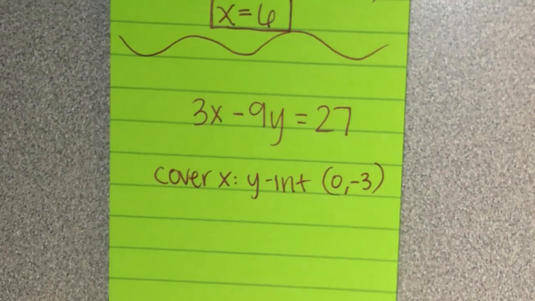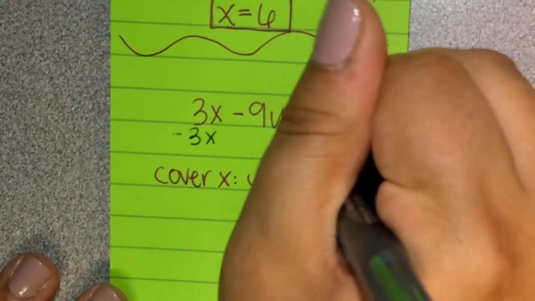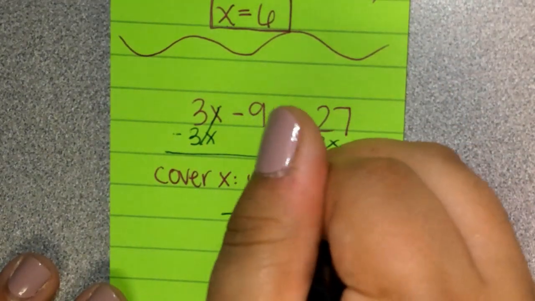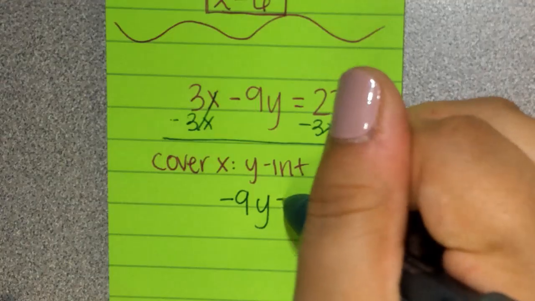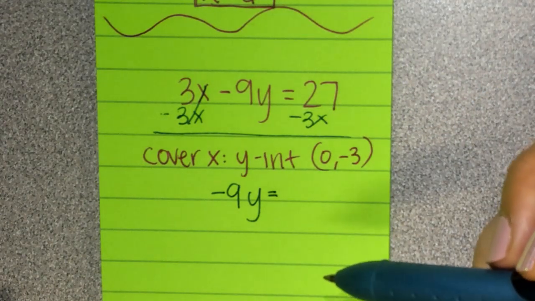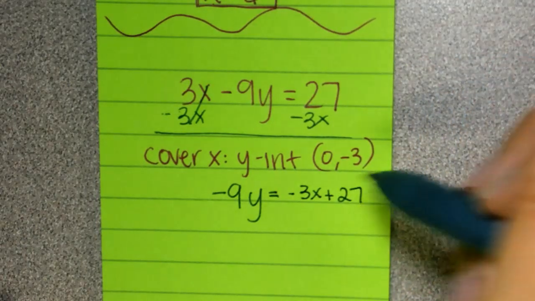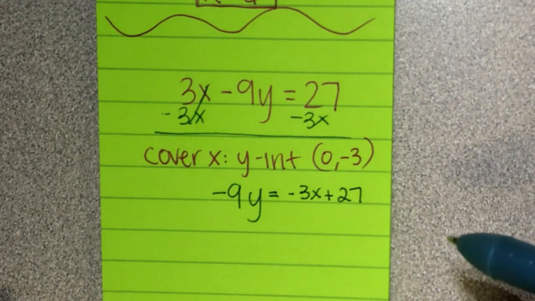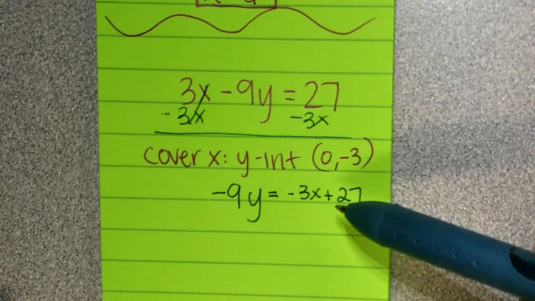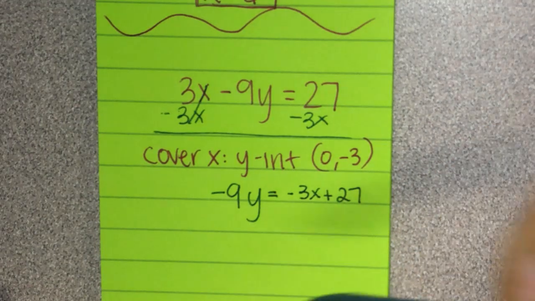Yeah, I'm going to have to solve it. So I am going to have to minus 3x from both sides. That's going to give me -9y equals, what is 27 minus 3x? -3x plus 27. You cannot subtract those. Why? Because they're different. That one has an x, that one doesn't. Because that gives me the x-intercept. I'm looking for the slope.